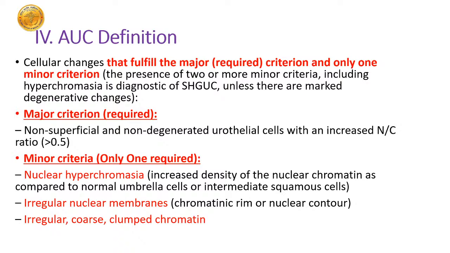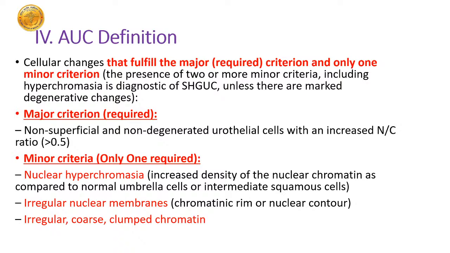And only one minor criterion out of 3 should be present. And what are those 3 minor criteria? You should either have nuclear hyperchromasia. And when do you call something hyperchromatic? You need to compare it with a normal cell. And what is this normal cell? It is a normal umbrella cell or the nucleus of an intermediate squamous epithelial cell.